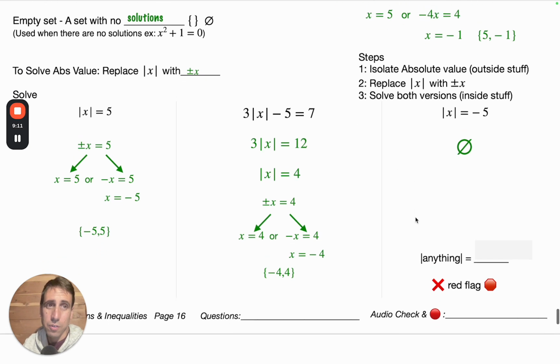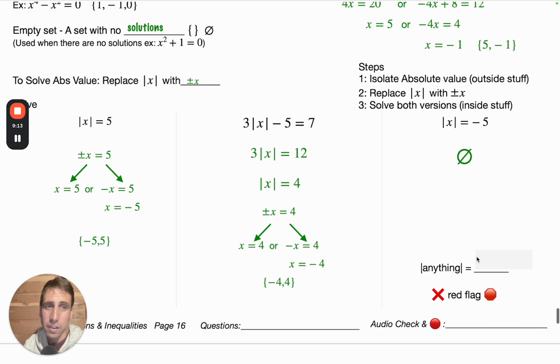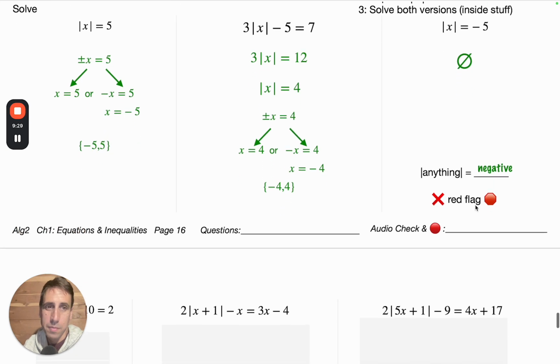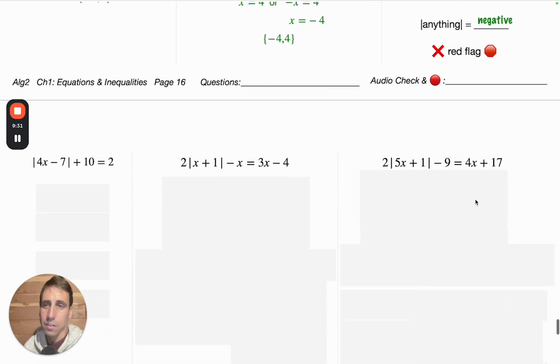Here's a shortcut for recognizing this kind of red flag situation. If you take the absolute value of anything, and that equals a negative number, that's a big red flag. You want to stop what you're doing and just write empty set, there are no solutions. Going any further than that is going to be kind of a waste of your time. So let's check this out. Okay, so this is pretty complicated. We've got the absolute value of 4x minus 7, plus 10, is equal to 2.